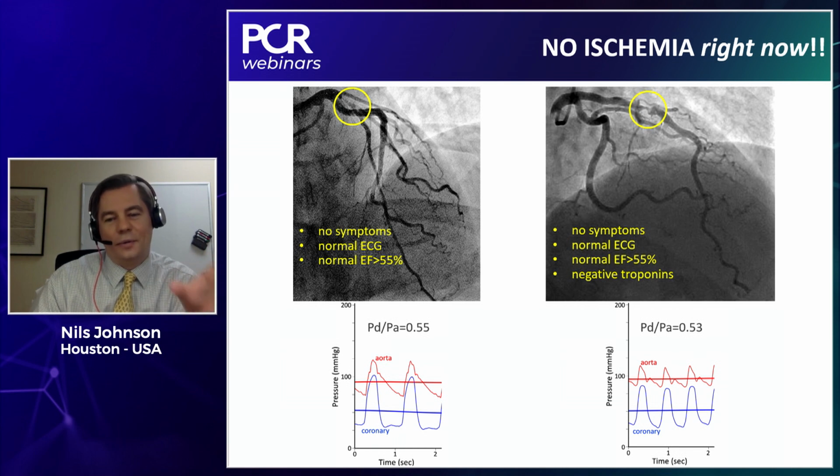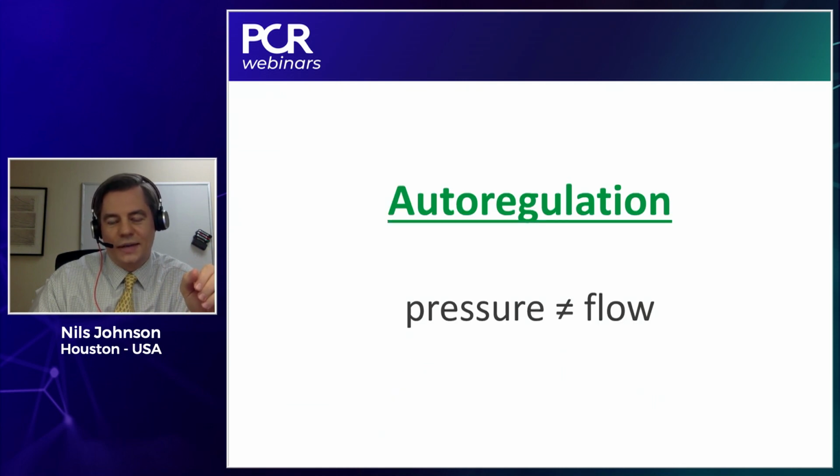And the reason that our bodies are able to do this, the reason that there's no ischemia despite these very impressive gradients in the coronary arteries, is something called autoregulation. And it's really, I think, one of the strongest arguments in favor of doing stress testing throughout cardiology, including when we're in the cath lab evaluating patients' coronary arteries.